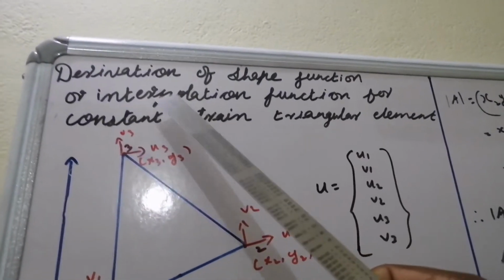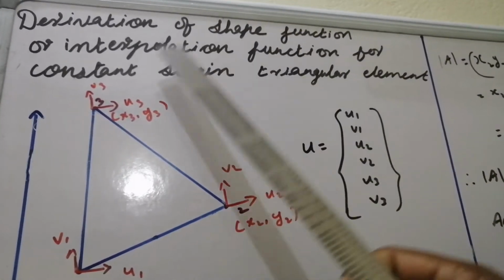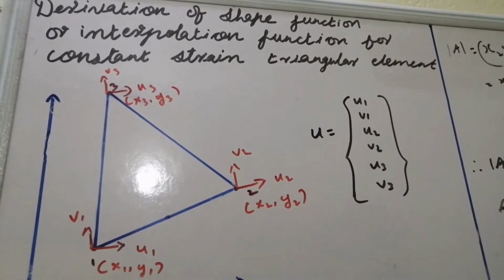Good morning students. Today we are going to deal with our sixth module and the first topic is regarding interpolation. The word interpolation means we are going to find unknown values which are in between the known values. That is, using the known values we are going to find the unknown values. And here we have the derivation of shape function or interpolation function for constant strain triangular element.